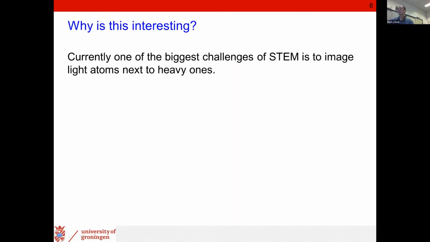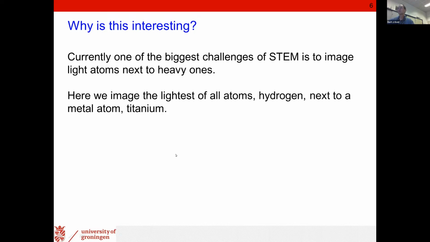Because currently one of the big challenges in scanning transmission electron microscopy is to image light atoms next to heavy ones. With just annular dark field, you can beautifully image the carbon atoms in monolayer graphene, no problem at all. But the problem arises when you have both light atoms and heavy atoms at the same time, because then the signal of the light atoms is completely washed out and you cannot see it in normal annular dark field imaging. So you have to image in another method, and I will explain how we do it. And to really tackle this problem, we took the most challenging type of element.